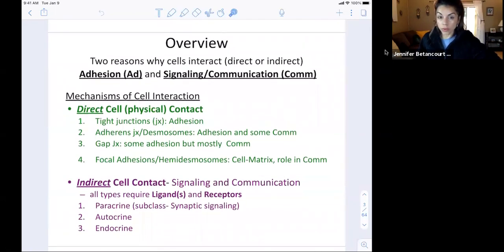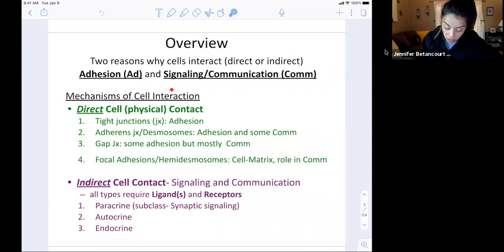So here's the overview. And I think that this is really important because it's like, let's look at it in the beginning and then let's look at it at the end, because this is a lot. I'm going to be real honest with you. It's a lot. So two reasons why cells interact. They interact to stick together and form tissues, or they interact because they need to communicate so that cells can change behavior in response to certain environmental changes.